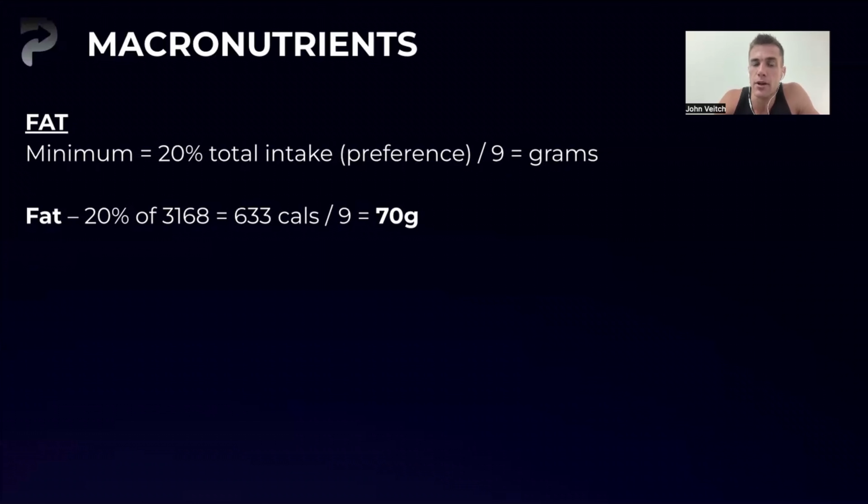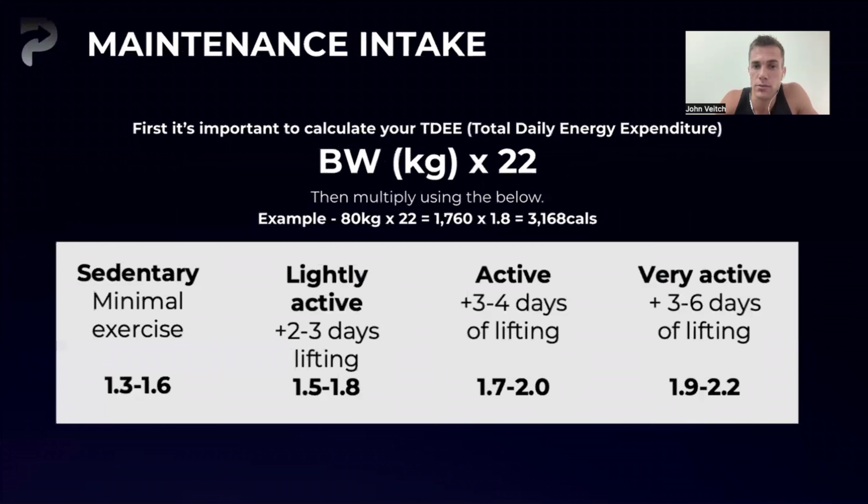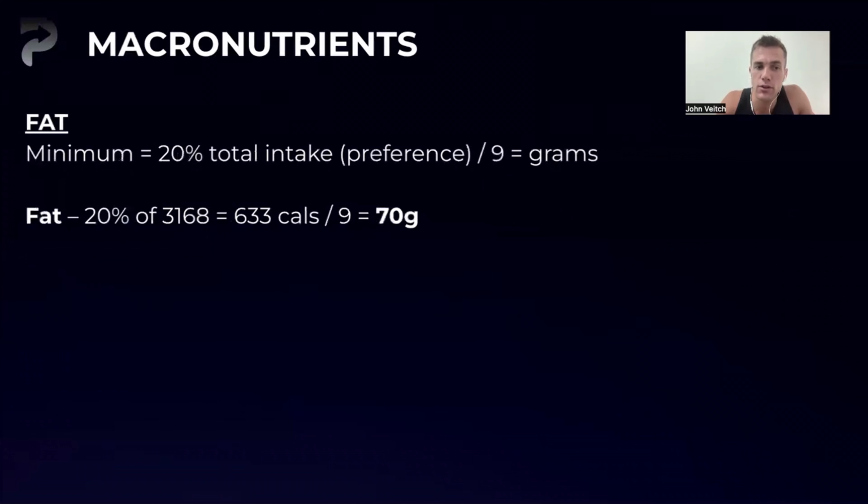And you're going to divide that by 9, because fat is 9 calories per gram. So for fat, of the total calories, which was from this one here, so the 3,168. So of the total calories, 20% of that is 633, and then you're going to divide that by 9, obviously, because fat is 9 calories per gram, equals 70 grams.